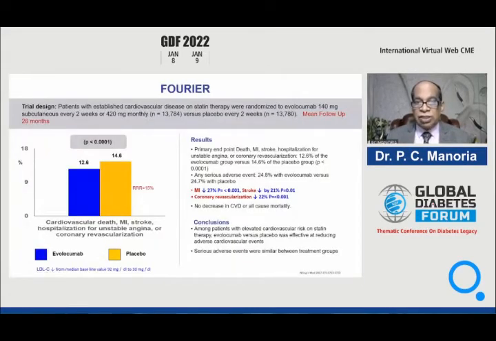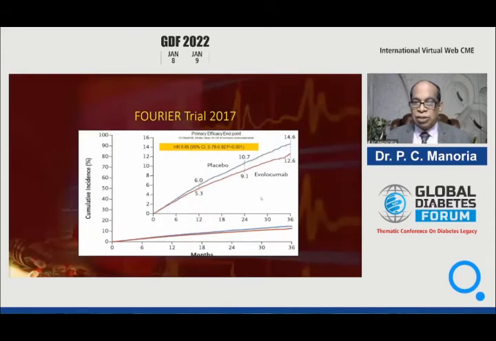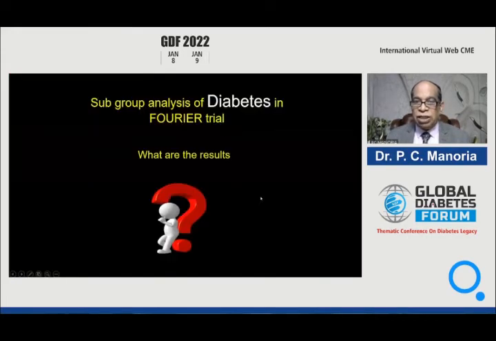And this is the FOURIER trial. In patients with stable coronary artery disease, you can see a primary endpoint reduced by 15%, which is death, MI, stroke, hospitalization for unstable angina or coronary revascularization. MI reduced by 27%, stroke by 20%, and revascularization by 22%. And this is again the same depiction of the primary endpoint in the FOURIER trial.